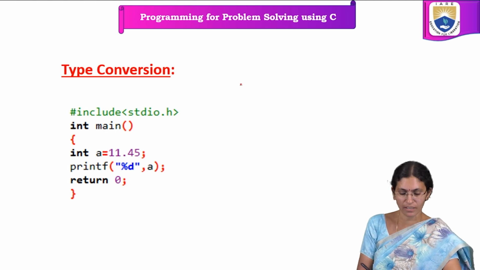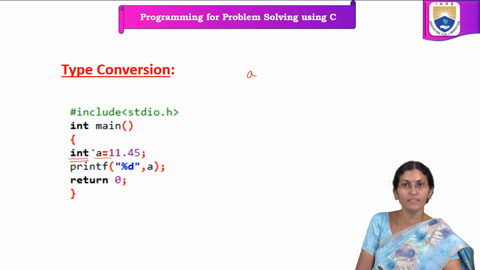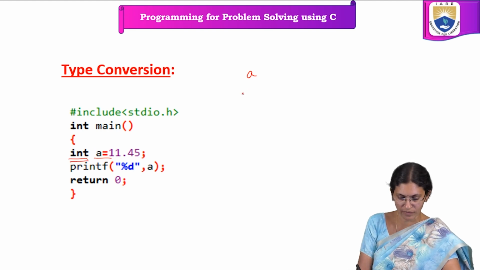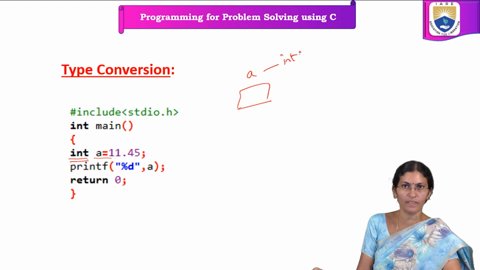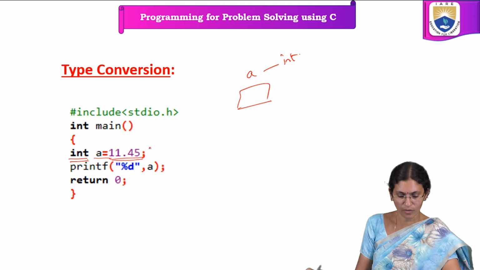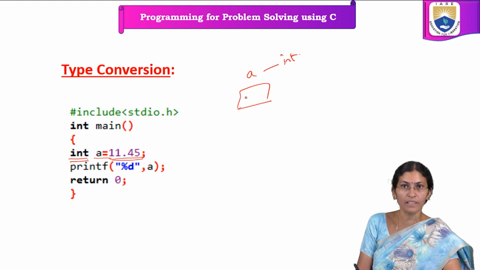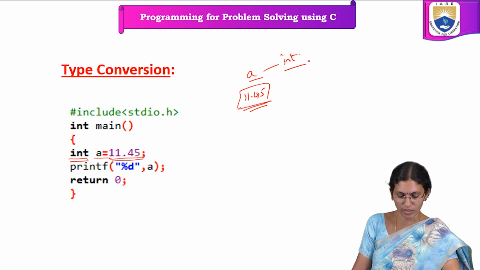Here we have declared a variable, that is A. We have declared it as an integer variable, and it will store only integer values. And on the right hand side of the assignment operator, we have initialized the value of A to 11.45. So we have given the value 11.45 to this variable, which is of type integer.